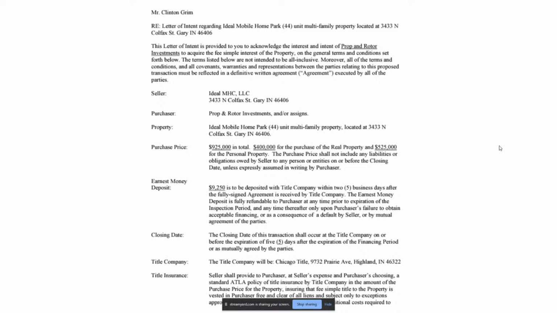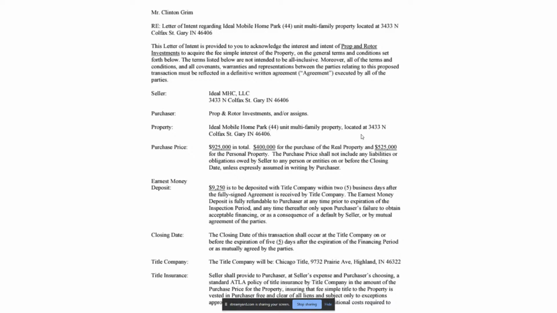What it's doing is saying, here's who the seller is, here's who the purchaser is. See if you can see my arrow. There's the purchaser, so us, and the property itself. Here's the purchase price. And that price doesn't mean we can't go back and renegotiate, but it's saying, here's what it's going to be. And this is for a mobile home park, so that's where these two numbers come from.